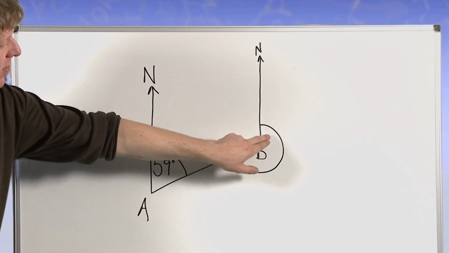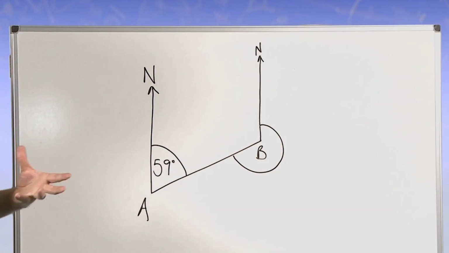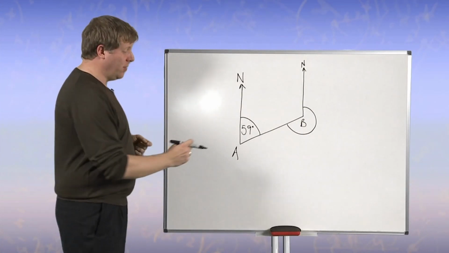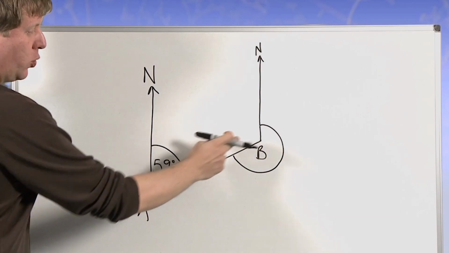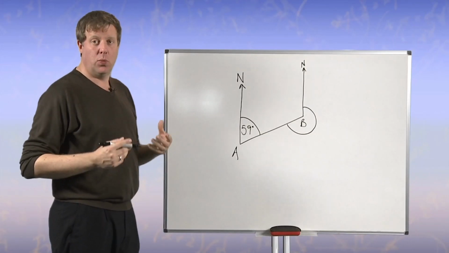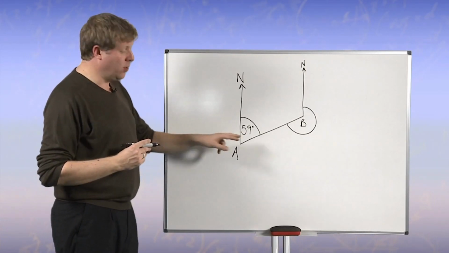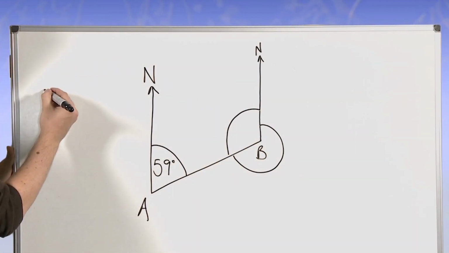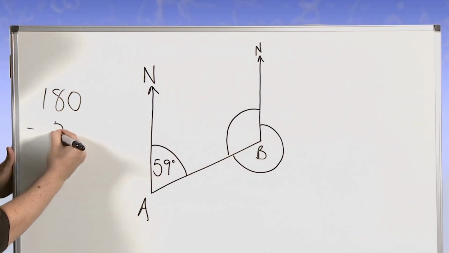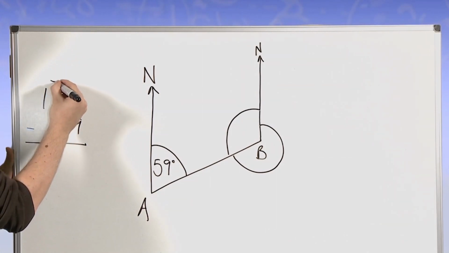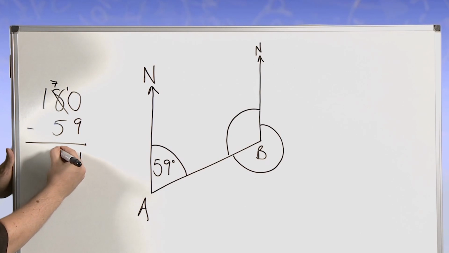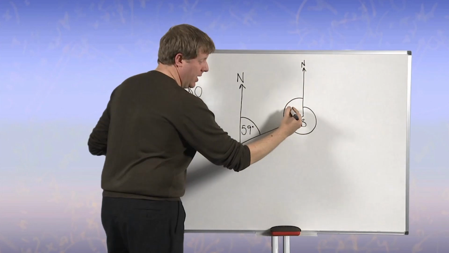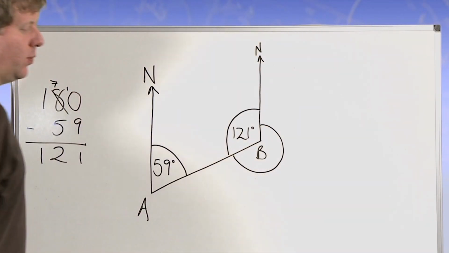So when it comes to working out the size of this angle, the first thing we're going to do is use an angle fact involving parallel lines. And that is that the interior angles between two parallel lines add up to 180. I already know the angle here is 59, so it's quite simple, therefore, for me to work out that 180 subtract 59 would give me 121 degrees. So this angle in here is 121 degrees.